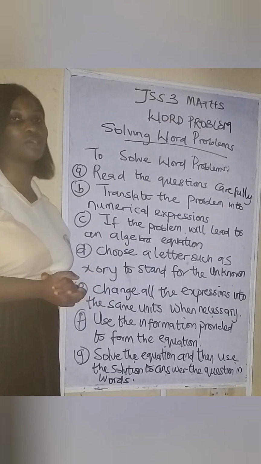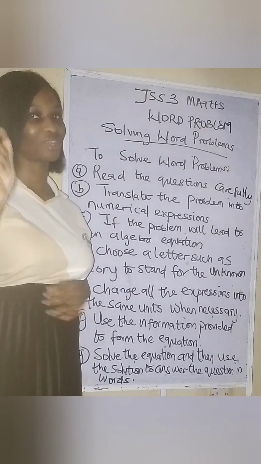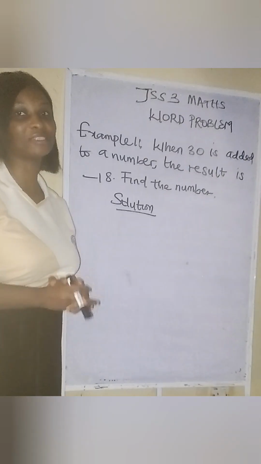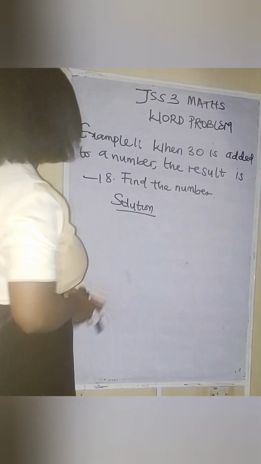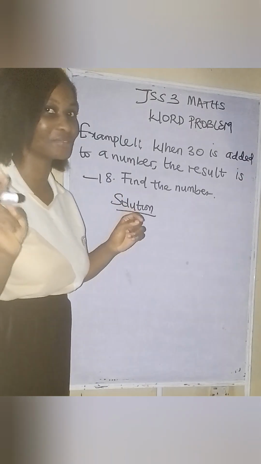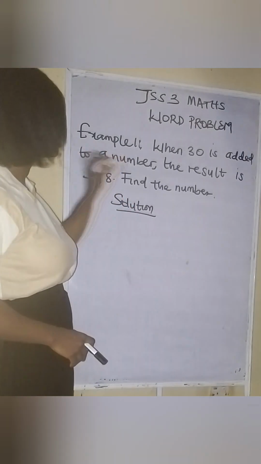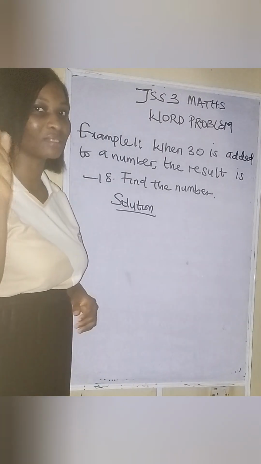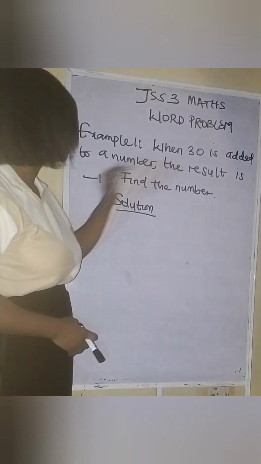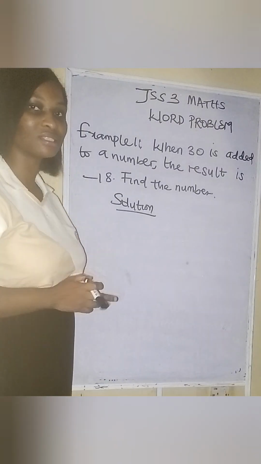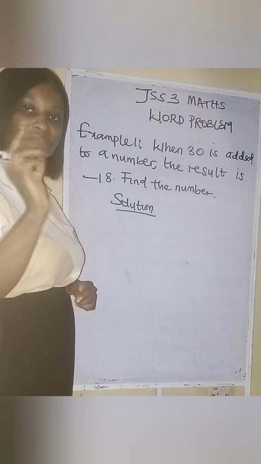Alright, so now let's move into the real thing. It's time to solve a question on this particular topic, word problems. Read the question carefully, don't forget. When 30 is added to a certain number that is unknown, the result is minus 18. Find the unknown number.